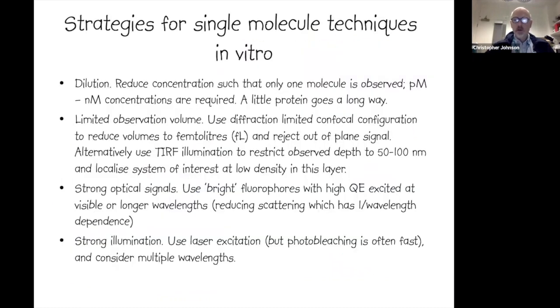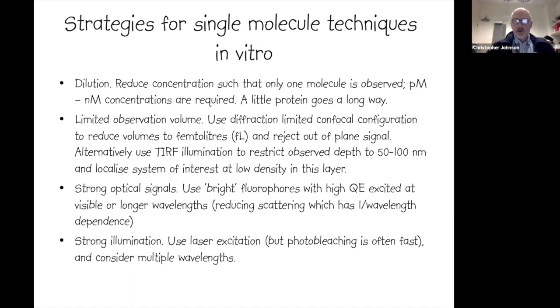So what kind of strategies might you use to make single molecule measurements? The first thing that you would probably think of is, if I only want to see one molecule, then I should just dilute my sample to a very, very low level. And in fact, that is the case. So typically, we have to reduce the concentration of our observation sample to picomolar or nanomolar kind of concentrations. This has some advantage in that you only need a very small amount of material to make a large number of measurements. We could also consider limiting the observation volume. So we might use a diffraction limited confocal configuration for our observation optics. And this would reduce the observed volume down to femtoliters or so. And it also rejects any out of plane fluorescence signal.